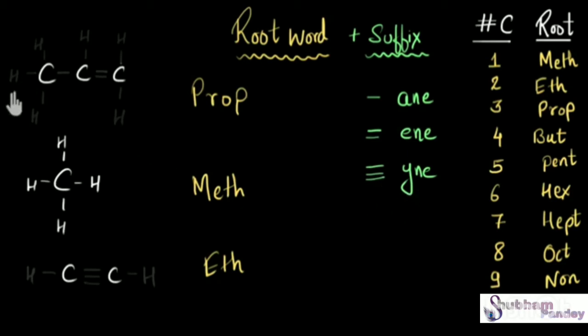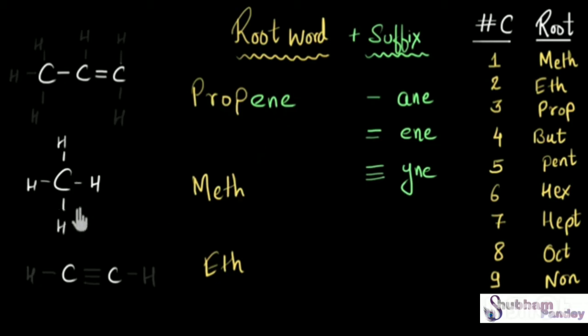For example, let's look at the first molecule. So if I just focus on the bonds between the carbon atoms, you can see that there is one double bond. 2 carbon atoms have a double bond in between them. Okay, so that means this carbon chain will belong to the alkene family, and therefore the suffix added over here with the root word will be "ene." Let me write down. "Ene." And so the name is going to be prop-ene.